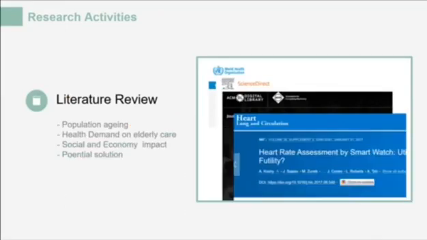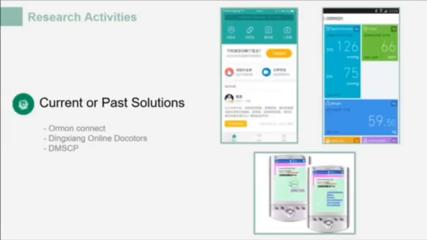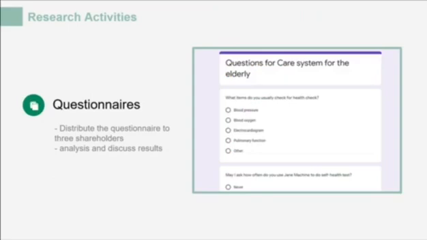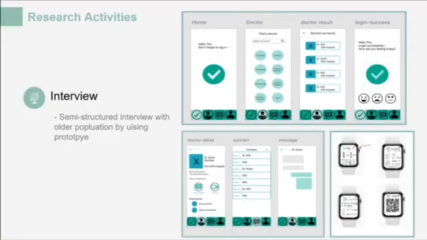Firstly, we have done some literature reviews, such as healthcare demands, reliability of the system, and social impact. We have also done some research on current or past solutions for the topic. In addition, the team also distributed different questionnaires to our 3 types of stakeholders via different channels, aiming to understand their needs and concerns. Lastly, we carried out a semi-structured interview with the elderly people using the prototypes, analyzing users so that we can determine which functions we need or not.